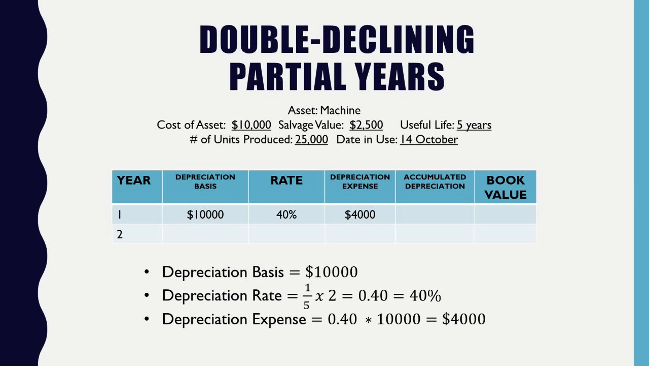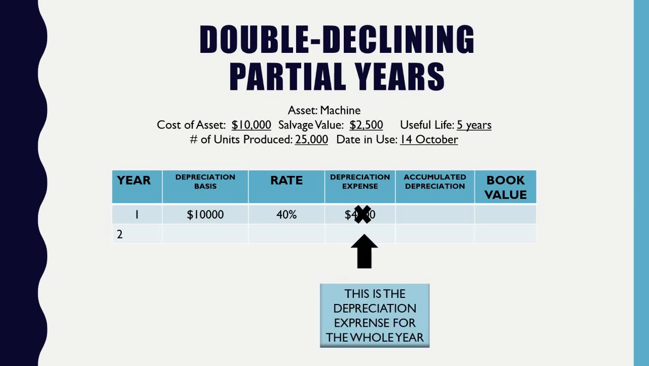Now, if you remember yesterday, we talked about this: how old is my asset right now? If I placed it in service as of October 14, my asset is definitely not 1 year old. It is only 3 months old. So I cannot depreciate it for the full 4,000. This 40% is over a span of 1 year. That's why the rate is 1 over its estimated useful life. You're trying to spread it evenly through its life.